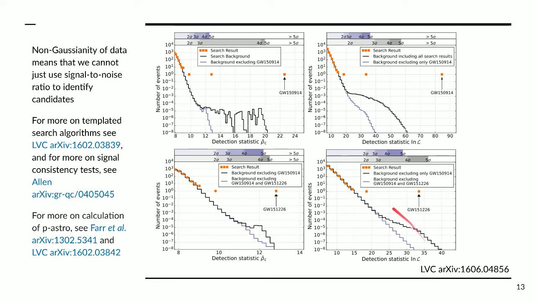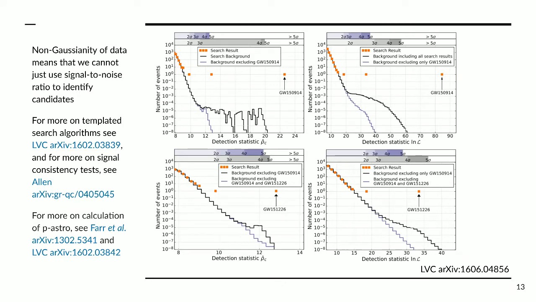And we have a couple of plots here. Let's just take a look at the top plot for now. We have the results from two search algorithms. The one on the left is PyCBC. The one on the right is GstLAL. These are both algorithms that use templates to search for gravitational waves from compact binary coalescences.